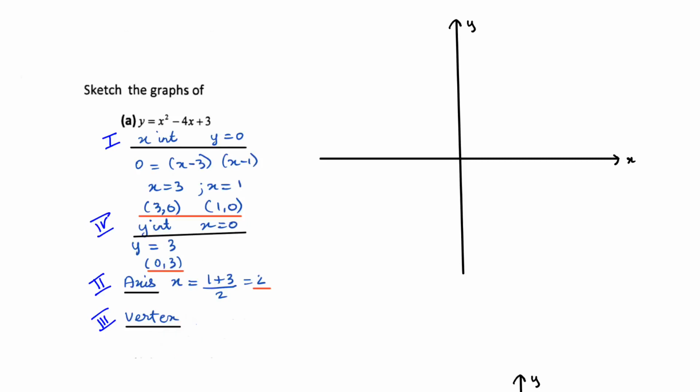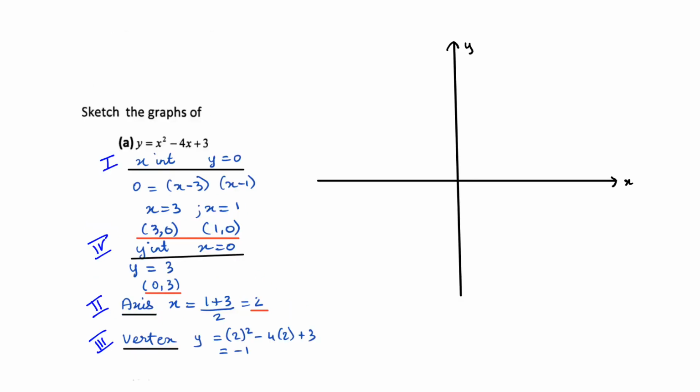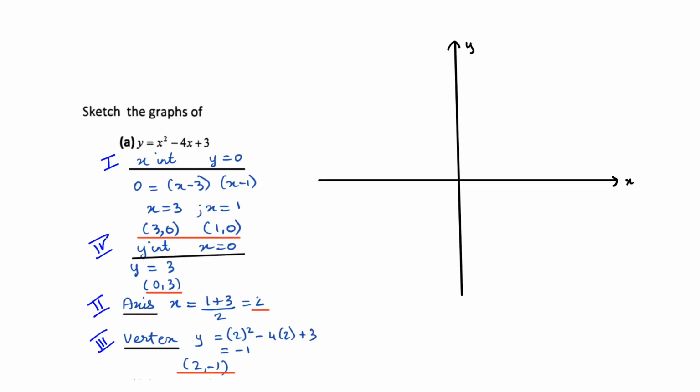To find the y value, we'll substitute x is equal to 2 in the original equation. And when we do that, we'll get y is equal to negative 1. So the vertex is going to be 2 and negative 1. Now that we have got all our values, we can sketch the graph.